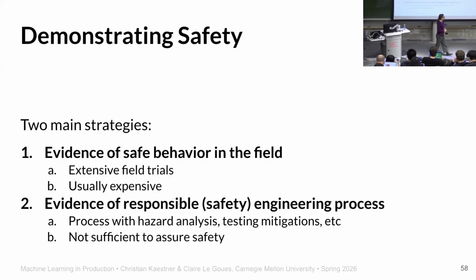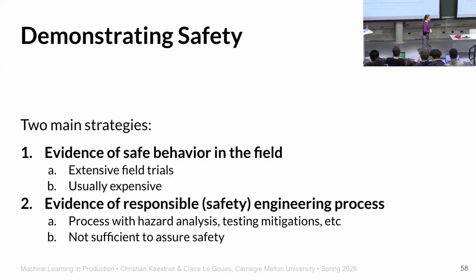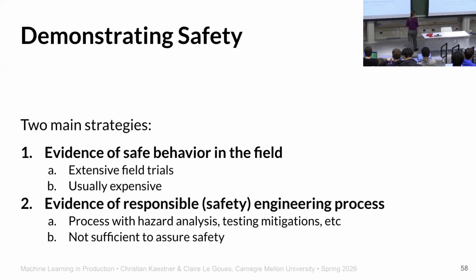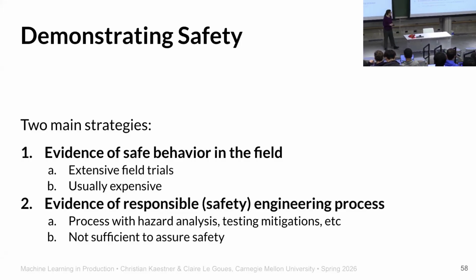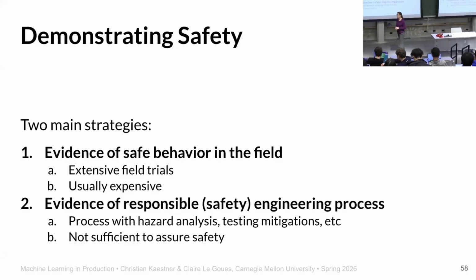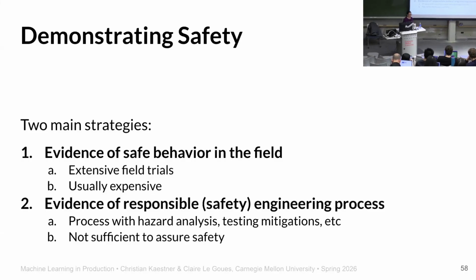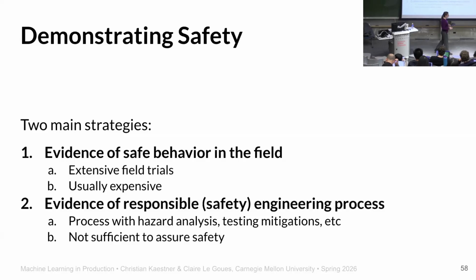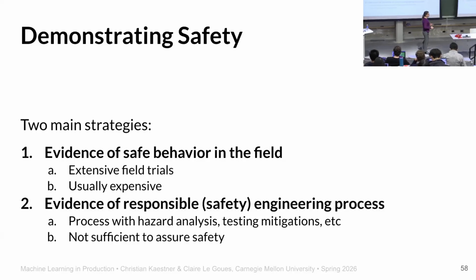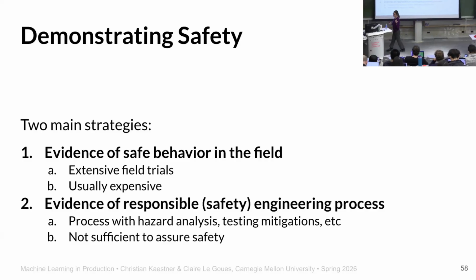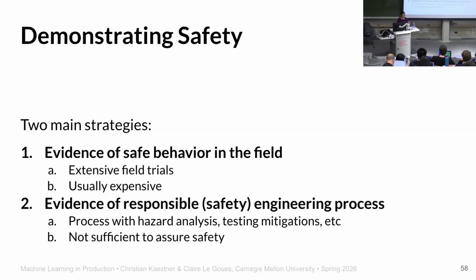So there's kind of two main strategies for demonstrating safety in, air quotes, formal settings, right? One is significant evidence of safe behavior in the field. This typically consists of extensive field trials. It's usually very expensive. The alternative is evidence of responsible safety engineering process, okay? The problem is that neither of these on their own is enough, sadly, for a whole bunch of reasons. So we do kind of do both.